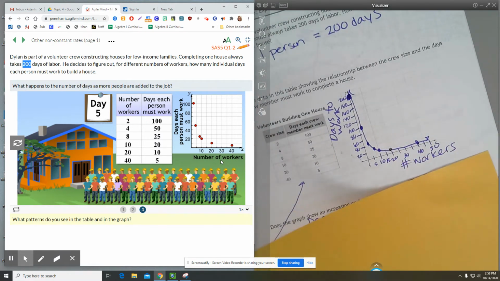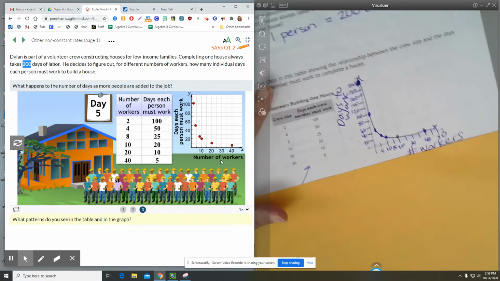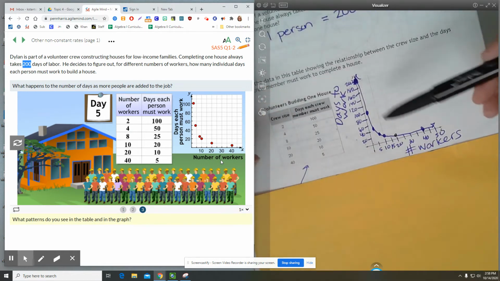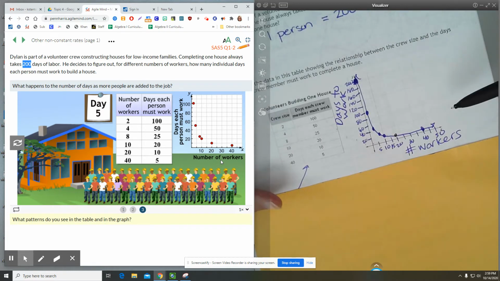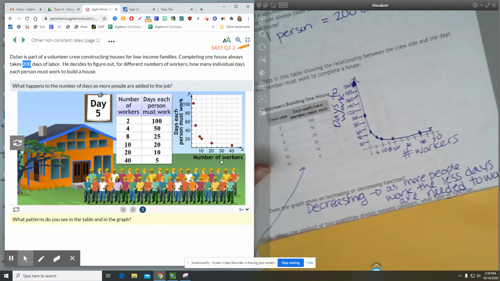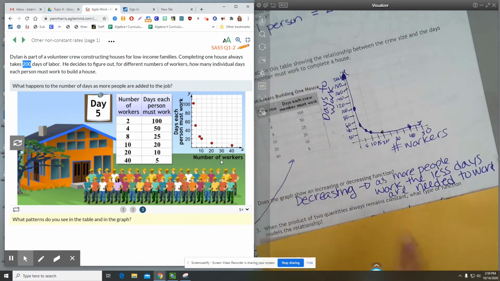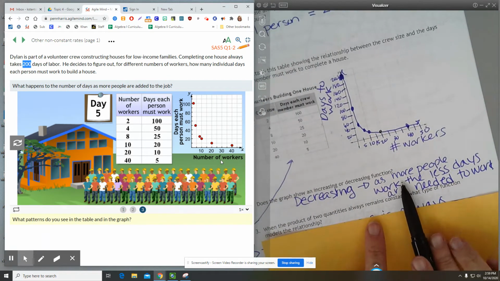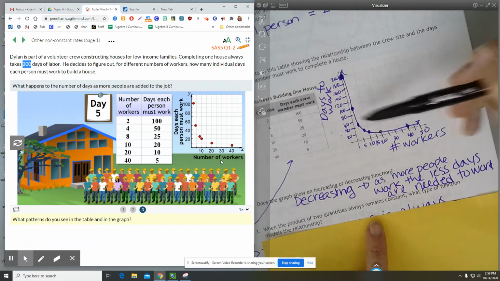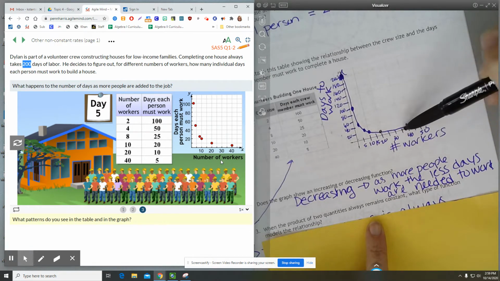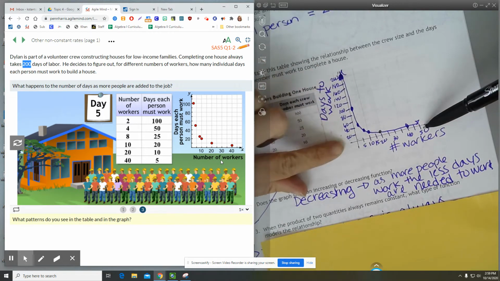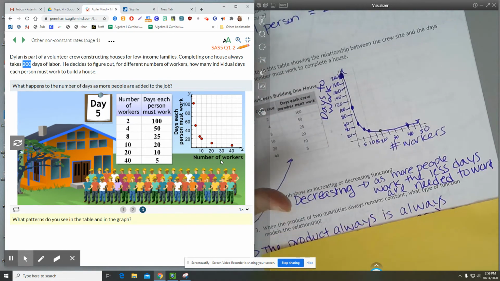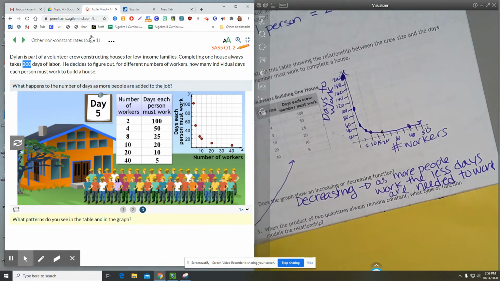What patterns do we see? The big thing that I notice, although ever so slightly, is this graph is decreasing from left to right. My graph is decreasing. And what it's saying is as more people work, the fewer days are needed to work. So as I add more workers, it takes less time to complete a job. So let's go on.